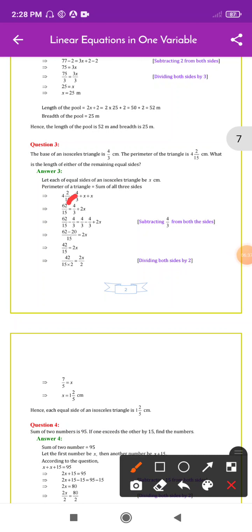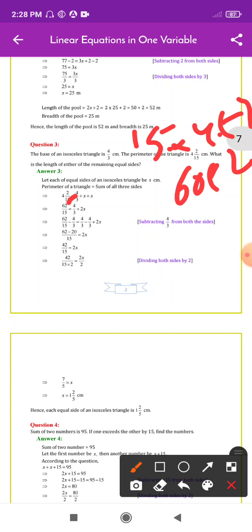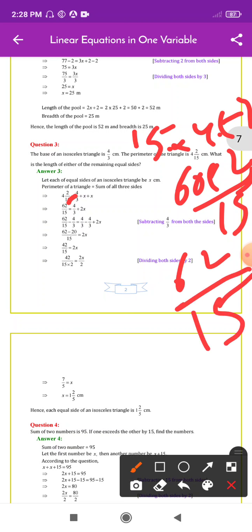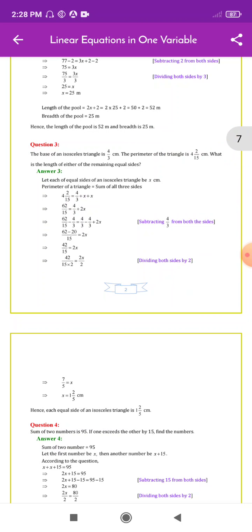So what we will get, that's 15 into 4. Okay, then plus 2. 15 4s are 60. 60 plus 2 will be 62. Upon 15 same will be, so it will be 62 upon 15. Yes or no? Got the answer? In the same way here also we will do. x plus x is what? 2x. So 4 upon 3 plus 2x will remain.